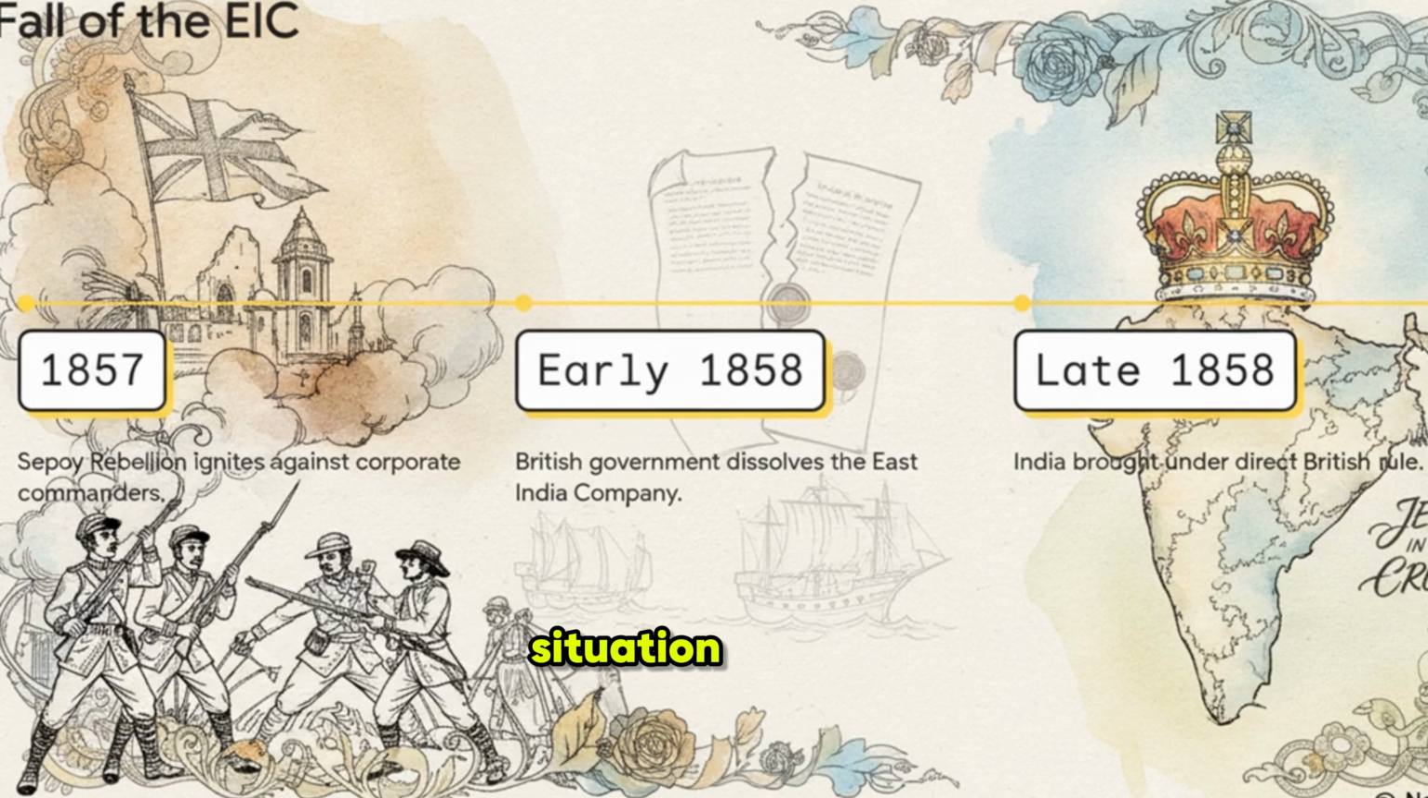London looked at the situation and determined, right, there's no way a private corporation can hold a massive subcontinent indefinitely without catastrophic consequences. So in 1858, the East India Company is formally dissolved due to sheer mismanagement, and India gets absorbed directly under British rule, famously becoming the jewel in the crown.